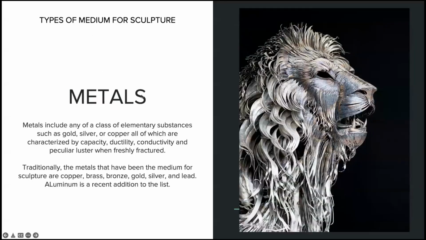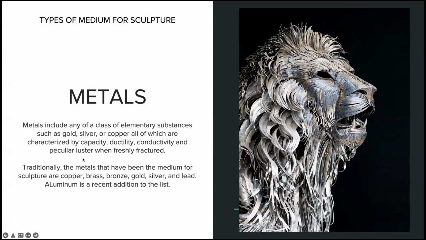Next is metals. I think you're also familiar with this because in our science class, we talk about metal as an element. Metals include any of a class of elementary substances such as gold, silver, or copper, all of which are characterized by malleability, ductility, conductivity, and peculiar luster when freshly fractured. In your science class, these are like properties of metals: conductivity, ductility, and then the luster.